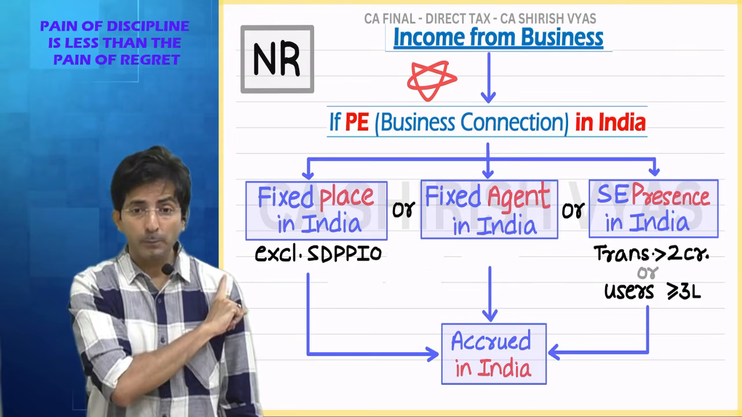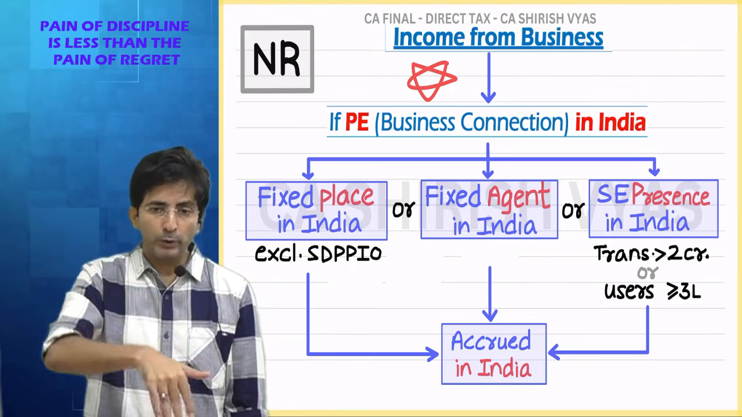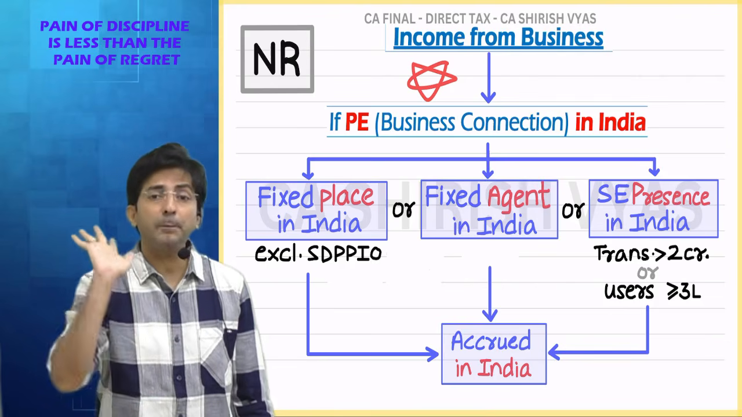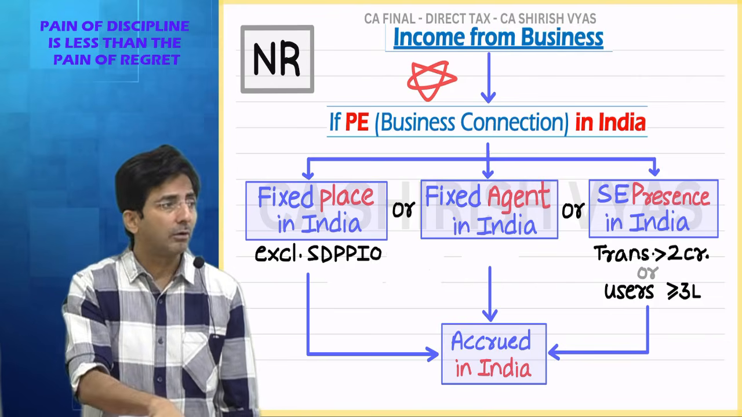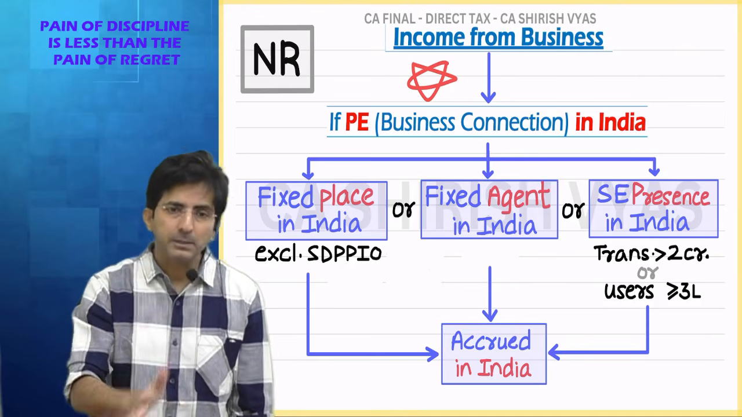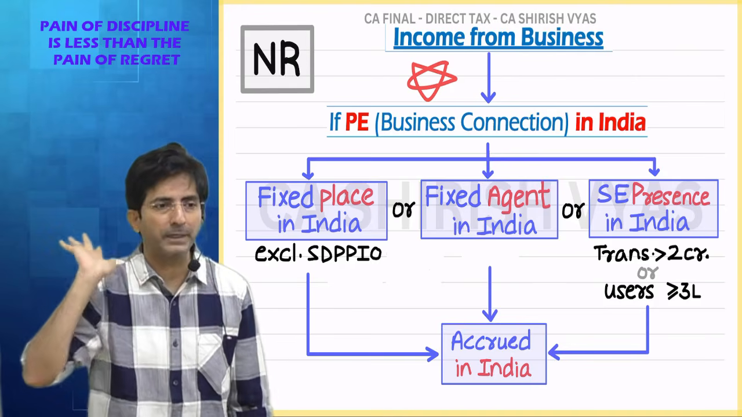See, this SHIRISH means exclusively SHIRISH. Because after storing and display, if you also start selling, then you have a PE in India. Your activity should be restricted to only storage, only display, only purchasing and no selling. Then it's not a PE.